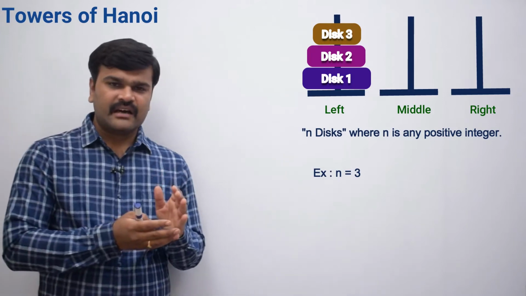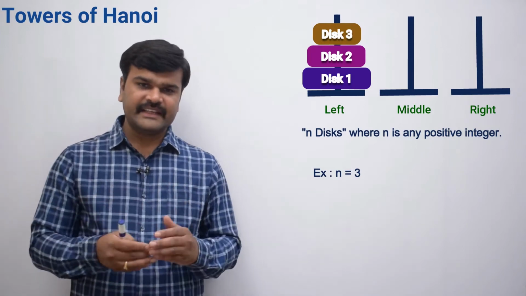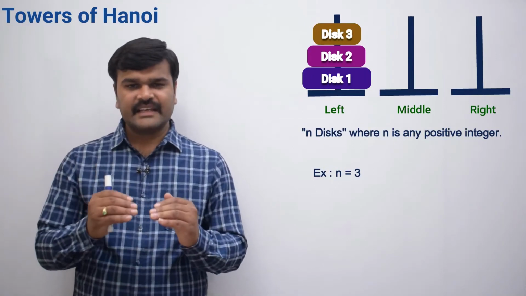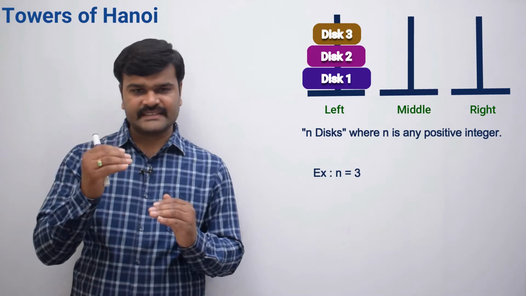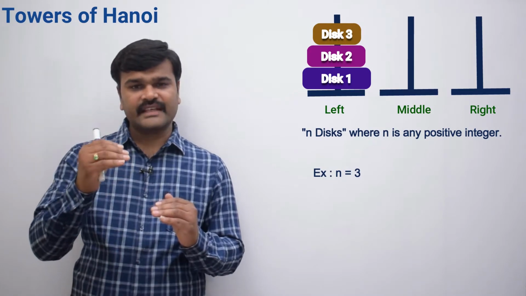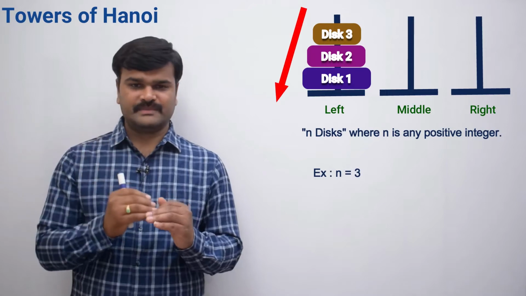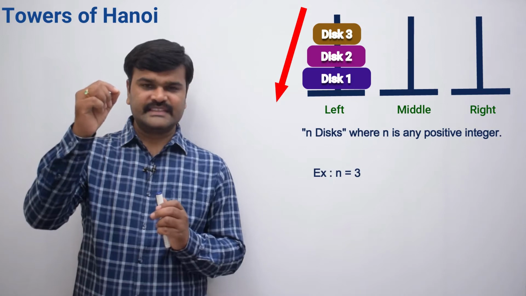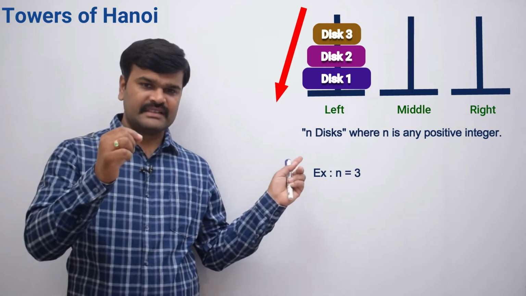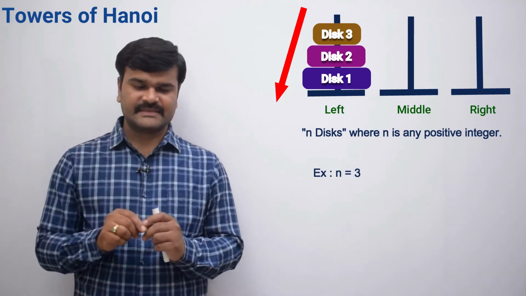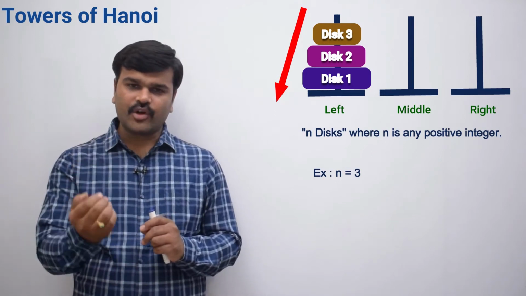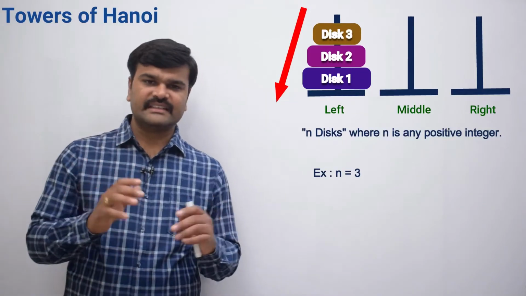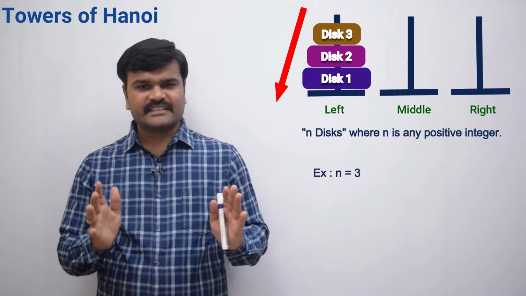In which order will they exist? Any order is fine? No. These disks must exist in ascending order of their sizes from top to bottom. The disk at the top of the left tower is the smallest size disk, and the disk at the bottom is the largest size disk out of the n disks. So this is the initial setup.